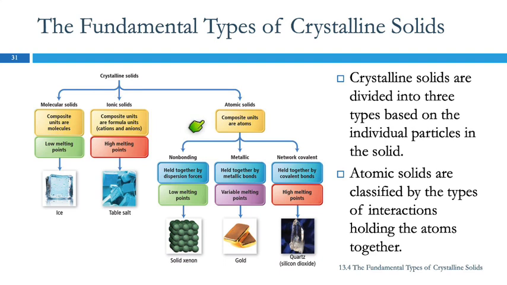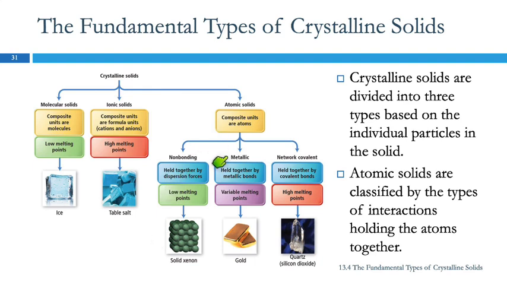Atomic solids are just going to have individual atoms. So these are going to be elements for the most part. And we can divide this into 3 more subcategories. Non-bonding, where the atoms are just held together by dispersion forces. These are going to have really low melting points. The only examples of these are solid forms of the noble gases.